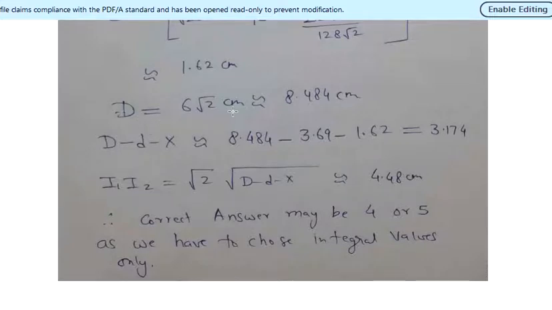Now capital D is 6 root 2 centimeters, so it is 8.484 centimeters. Capital D minus small d minus x is approximately 8.484 minus 3.69 minus 1.62 equal to 3.174 centimeters. Now I1 I2 is root 2 into square root of capital D minus small d minus x, and that is approximately 4.48 centimeters. So as the answer is coming 4.48 centimeters and we have to choose integral values, then the correct answer may be 4 or 5. So we can take the answer as 4 or 5.